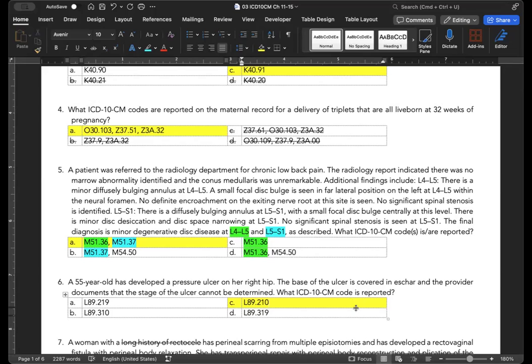Any questions that you guys can think of? We have about 10 minutes. Any questions that you guys want to chat about just from a general standpoint?